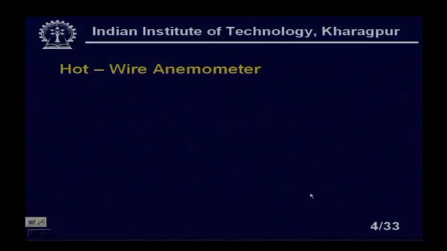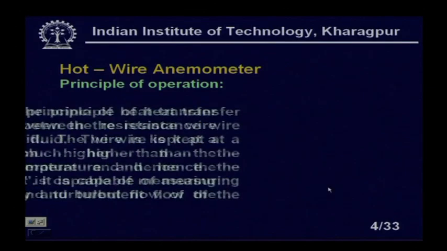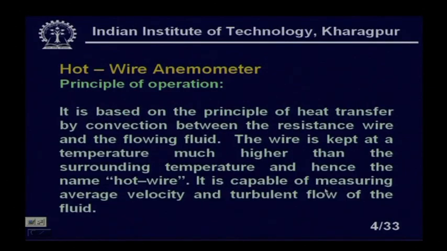Now, the hot wire anemometer. If I look at the principle of operation, it is based on the principle of heat transfer by convection between the resistance wire and the flowing fluid. The wire is kept at a temperature much higher than the surrounding temperature, and hence the name hot wire is given. It can measure both average velocity as well as turbulent flow of the fluid. This is a great advantage of this particular flow meter. Moreover, the time constant of this flow meter is quite small compared to other flow meters, and it is a direct electrical output flow meter.